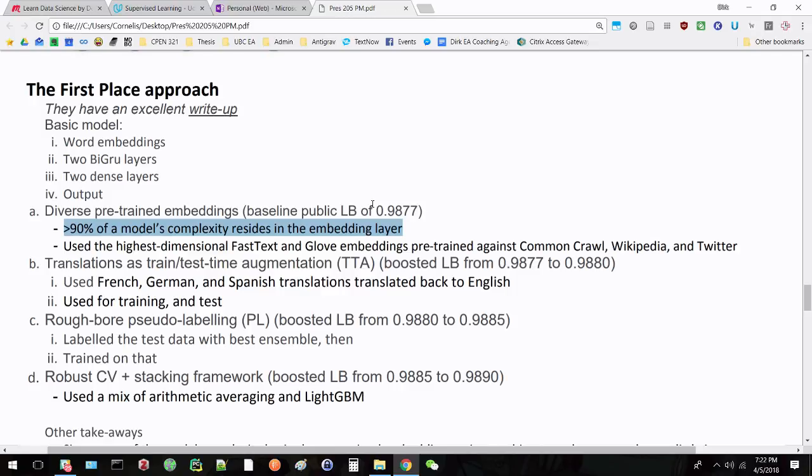Does that make sense? They're training different models, each of those models makes its predictions, and then they average the predictions. Those models would have the same architecture, right? Yes. What they found is that the architecture doesn't matter that much. The embeddings you use in the first place matter a lot, because that's where most of the complexity resides.